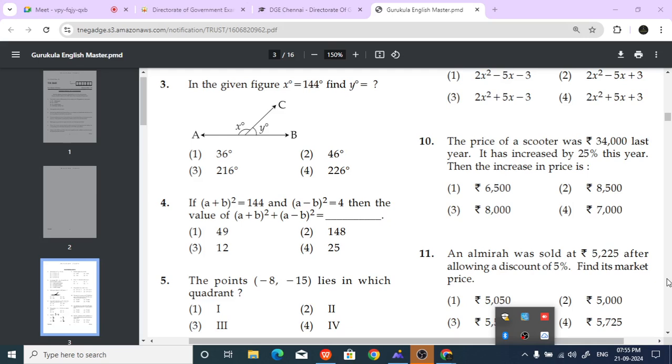So, question number 5 we will go. The girl who has answered this, can you read this fifth question? Yes, sir. The points minus 8 and minus 15 lie in which quadrant? In the quadrant, you will have in the graph one x-axis and y-axis, no? In that four quadrants, yes sir. Four quadrants. So in which quadrant do minus 8 and minus 15 lie?